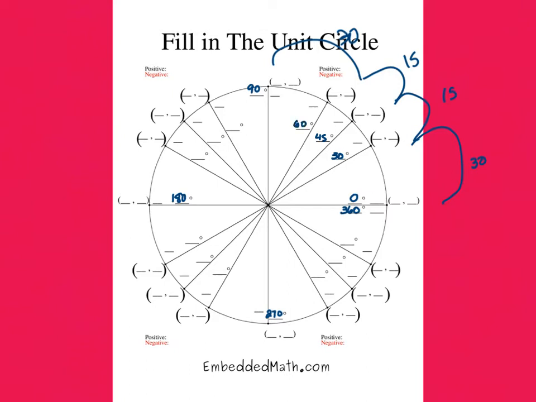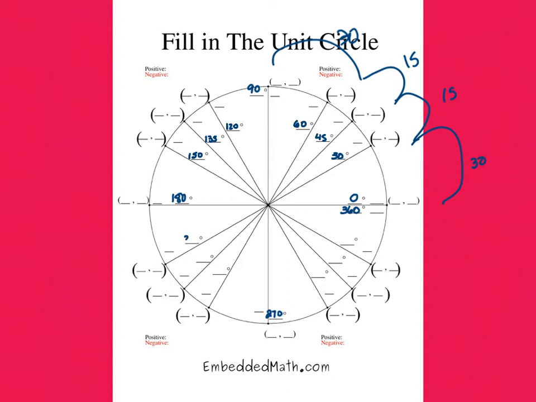So it's kind of like your checkpoint. Then I repeat that pattern again. 30 added to 90 is 120. 15, 135, 15, 150, and 30, 180. And then I repeat the pattern again.